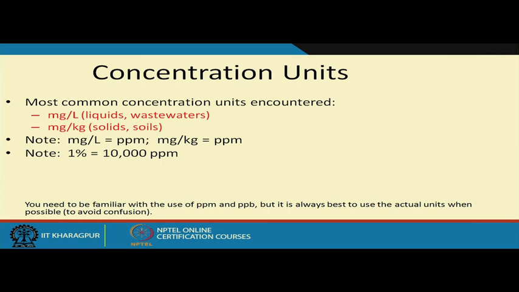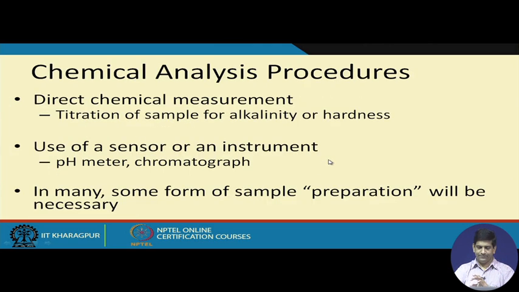So concentration units, the most common is milligrams per liter, that's for the liquid and the wastewater, and milligram per kilogram for solids. These both are called ppm. And then 1% is 10,000 ppm. So 1% is 1 out of 100. When we say ppm, we are talking about 1 out of a million. So if you do that math, you will see that 1% is actually 10,000 ppm. So it's always better to use actual units. You should be aware of ppm, ppb and those things, but it's always better to use the actual units, milligram per kilogram or milligram per liter.